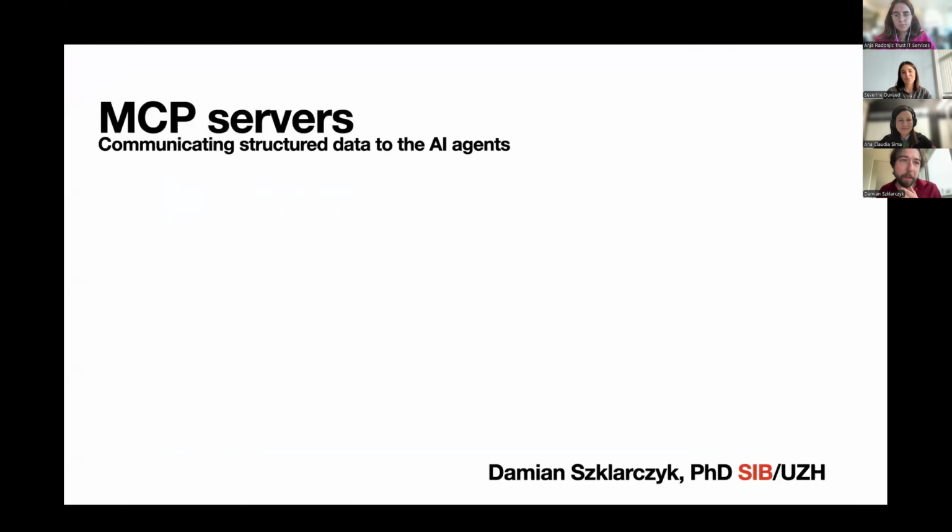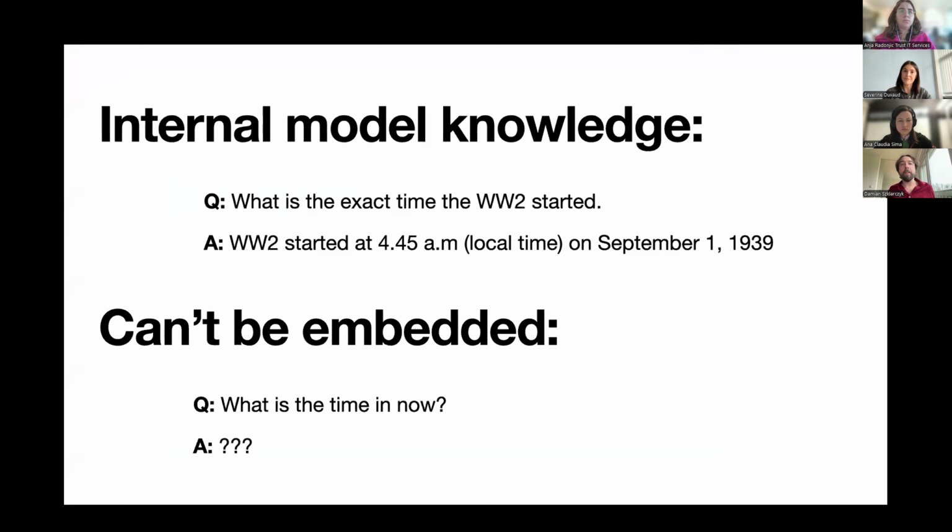Okay, so I will talk about how MCP servers work. This is another way to communicate data to the AI agent. The model has some internal knowledge, which is basically the text it was trained on. So it can answer questions like, what is the exact time when World War II started, and it will say something, but it cannot say what time it is now, primarily because it doesn't know your location, but also because it is not in the model.